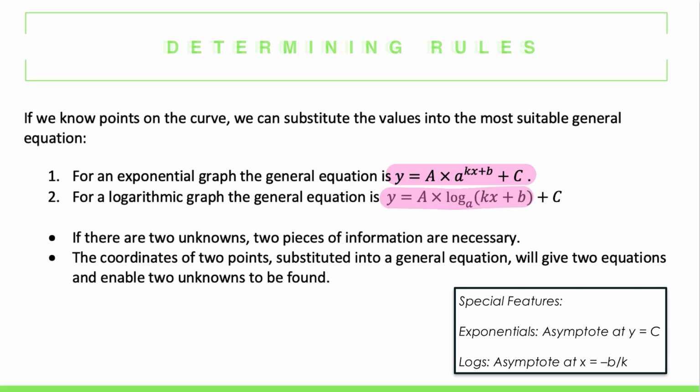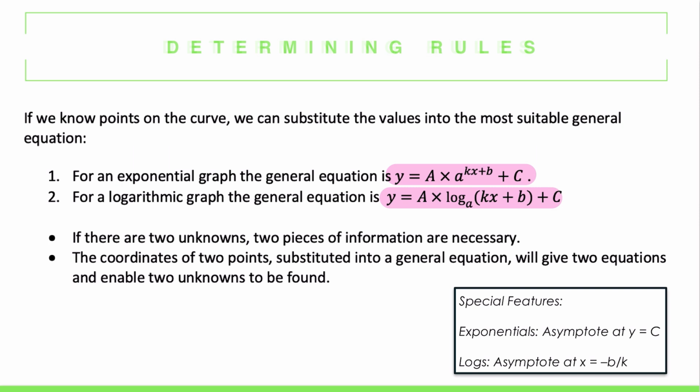Then you've got your log graph, which again, you'll see the same kind of transformations appearing. So you've got a and k, which are dilation factors, b and c, left and right transformations. Little a is your base, and of course, you can have transformations. If there are two unknowns, you need two pieces of information. So just in general, for every unknown, you need a point. You then substitute those points into equations, and you can solve it simultaneously, whether that be by hand or by CAS, depending on whatever the question is asking you.